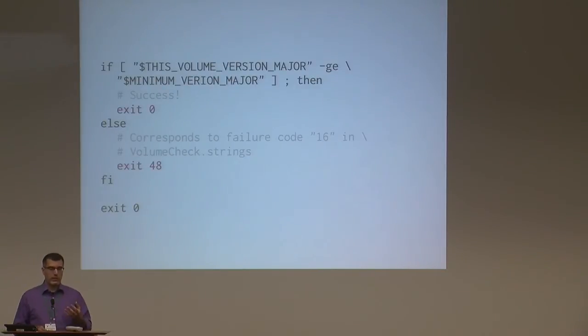Here's some Unix shell code, if you're more into shell scripting than the Python example I had before, which nobody was into. We're checking a version number again. If we're succeeding, we're going to exit with exit code 0. Otherwise, we're going to exit with 48, and that will map up to something in a similar file. I'm not going to show an example of that file.